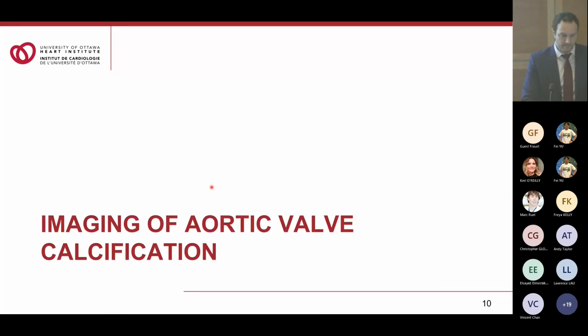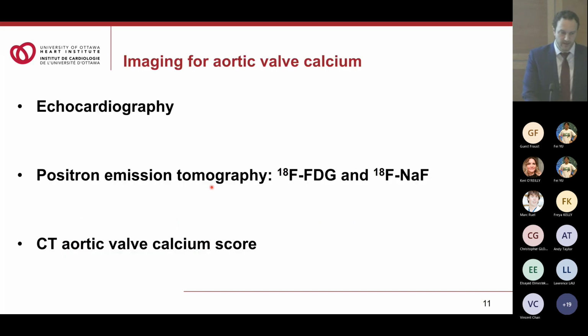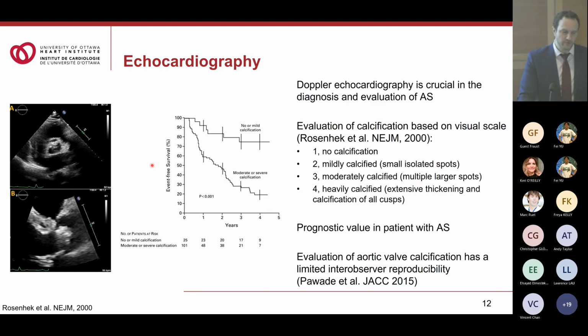Interestingly. So let's talk about imaging and how the imaging of the valve actually helped us to develop this model of pathophysiology in aortic valve calcification. There are three modalities to discuss: echocardiography, PET imaging, and then we'll talk about CT. Echocardiography, of course, has a major role in aortic stenosis. It plays a crucial role for diagnosis and evaluation of patients.